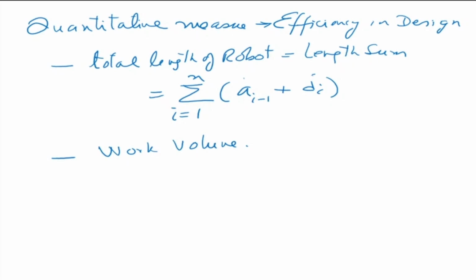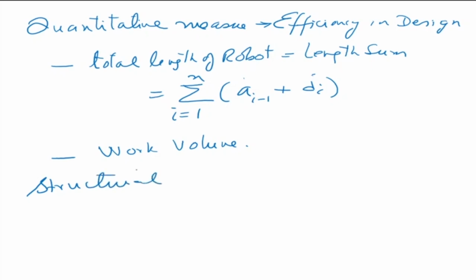If a robot has a very long length but a very small work volume, then the efficiency of the design is bad, isn't it? That is quite logical, because we have designed something very long. It has taken a lot of material because it's very long, but the work volume is very small. So in that sense, the design efficiency is poor. So we define this index called structural.